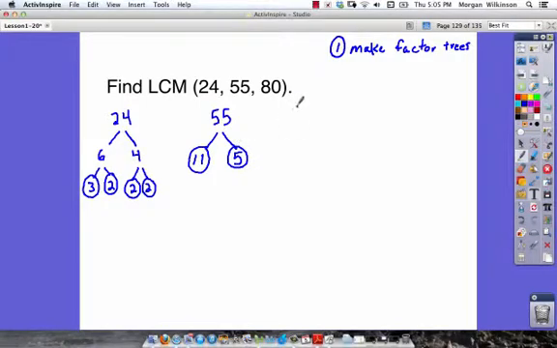Let's look at 80. How about 8 times 10? You could have said 4 times 20. You'll get the same answer in the end. 8 is 4 times 2. We've got one prime number there of 2. And 4 is 2 times 2. 10, we've got to break that down into its prime factors. That would be 5 and 2.